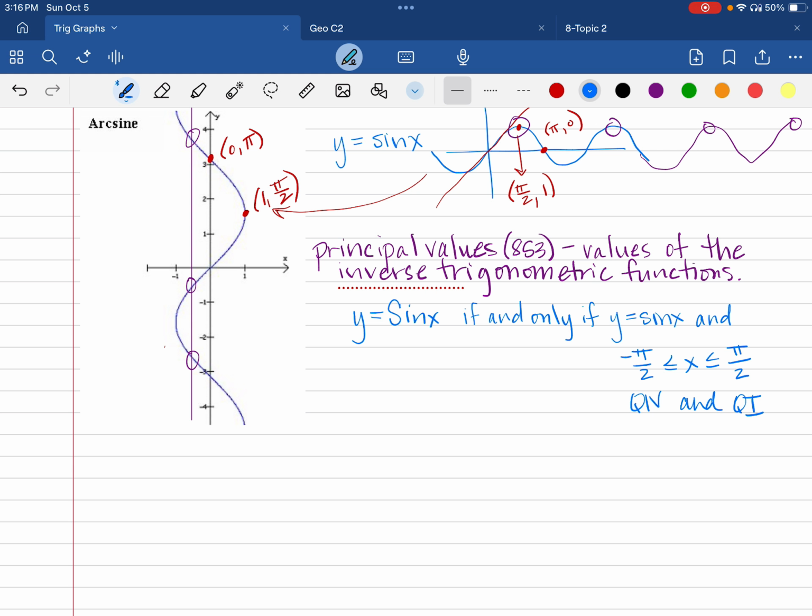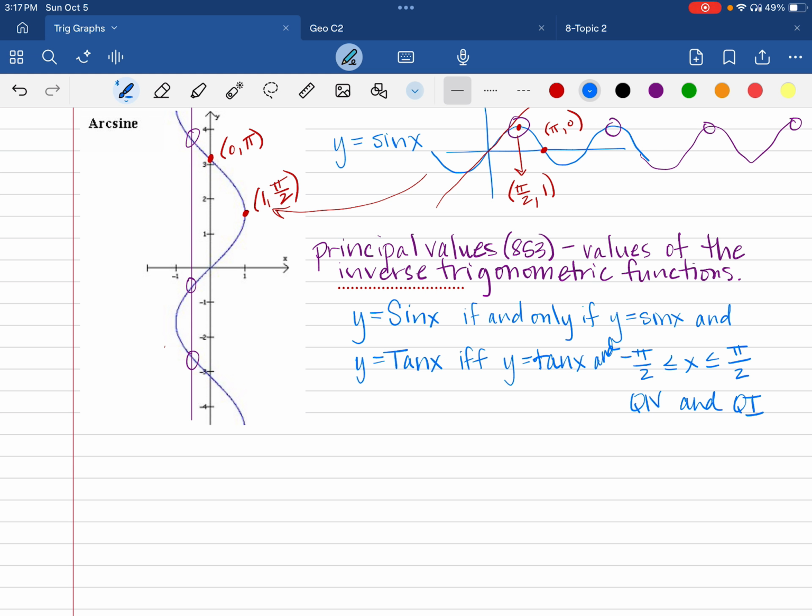Tangent is the same as sine, so we'll just do that one too. Y equals capital T tangent if and only if, that's not a misspelling, that's a shortening of "if and only if", y equals the tangent of x, and x is between negative pi over 2 and pi over 2.